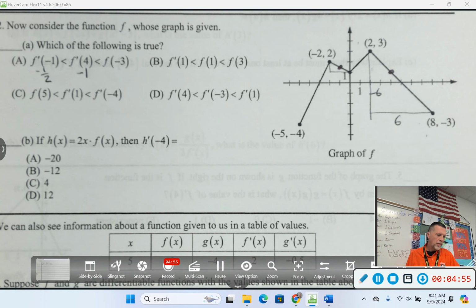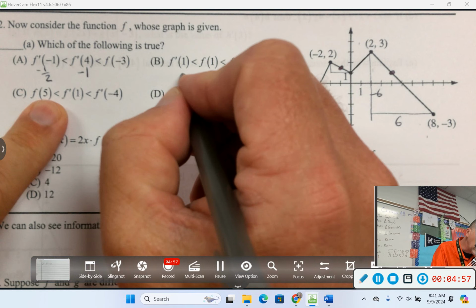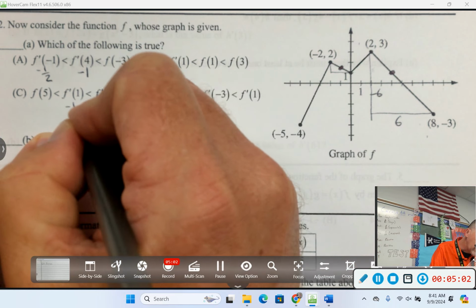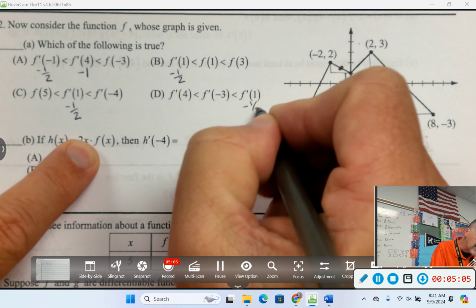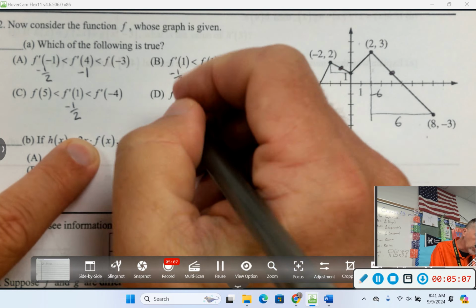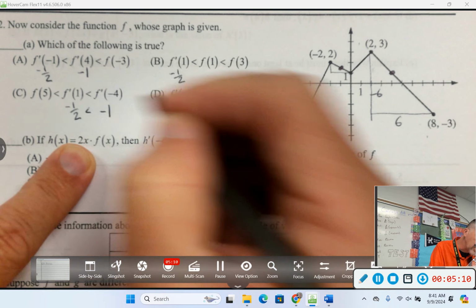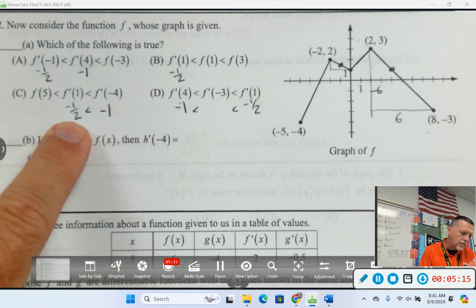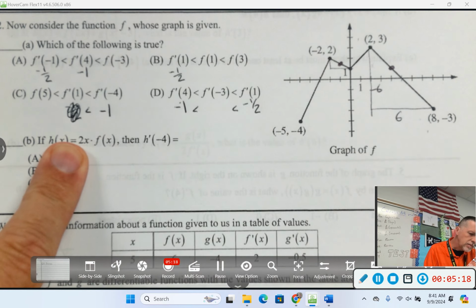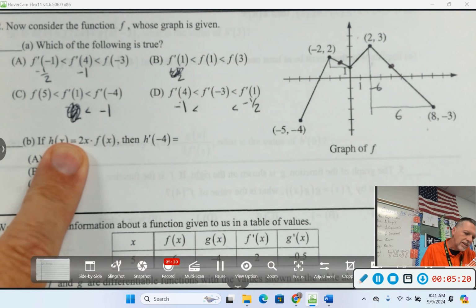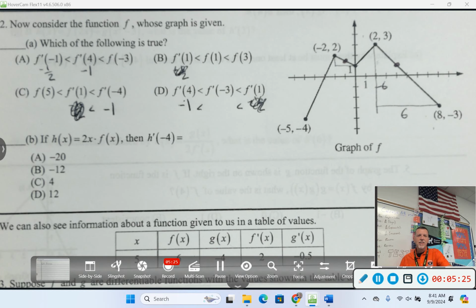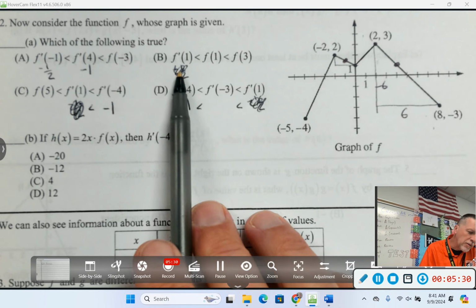I think I'm going to label these elsewhere here. F prime of negative 1 is negative 1/2. F prime of 4 is negative 1. I'm just labeling other places here. Uh-oh, did I mess one up? Yep, that one's not right. And the other one's not right. And the other one's not right. Yeah. F of 1. Now I'm looking at, no, F prime at 1.